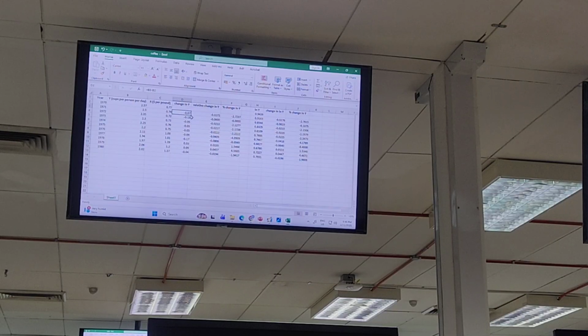And then if you divide the current value minus the previous value by the previous one, it gives us what we call the relative change. And then you multiply by 100, you get percent. Now, let's say you transform the variables using log transformation, now you use log y.